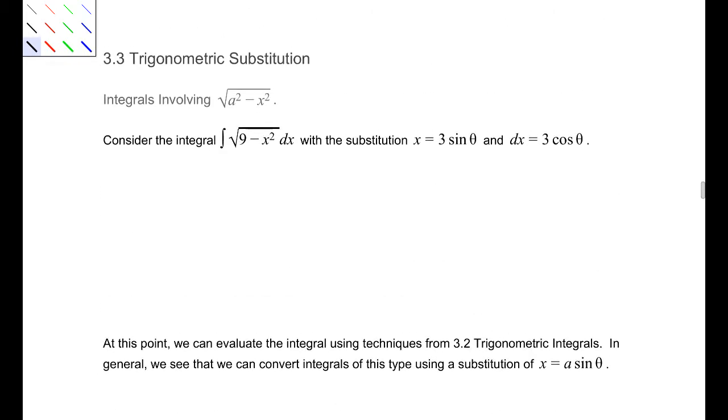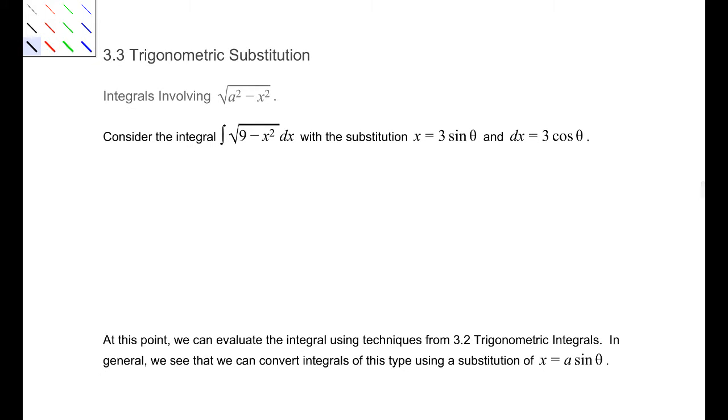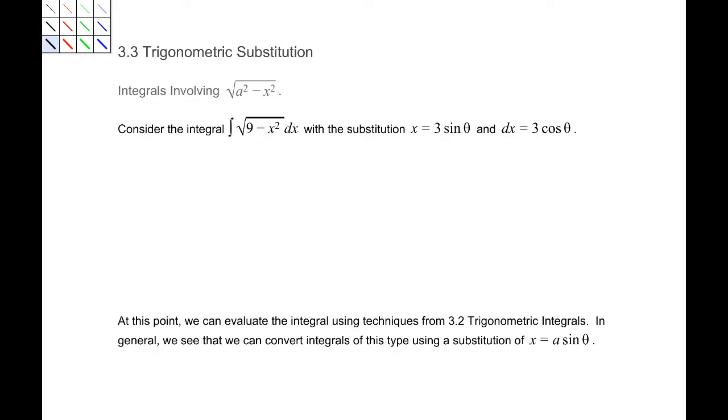Our problems at this point are going to involve a lot of square roots. If we have an integral involving the square root of a squared minus x squared, we are going to do one particular substitution, and that is x equals a sine theta. In this case, the a value is 3, it's 3 squared. So if x is 3 sine theta, then dx is 3 cosine theta. We'll substitute this into the integral of the square root of 9 minus x squared.